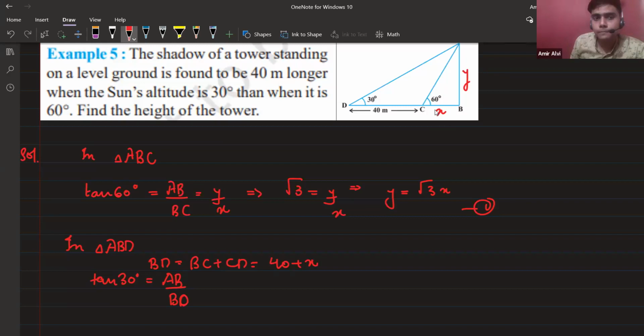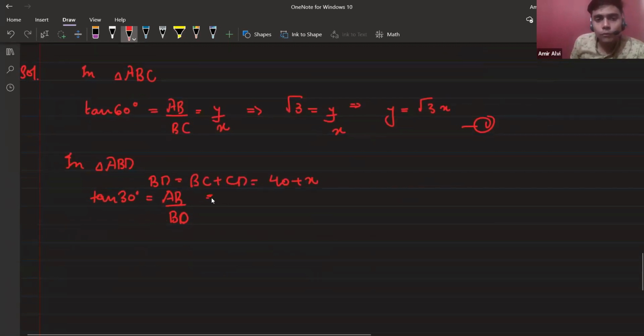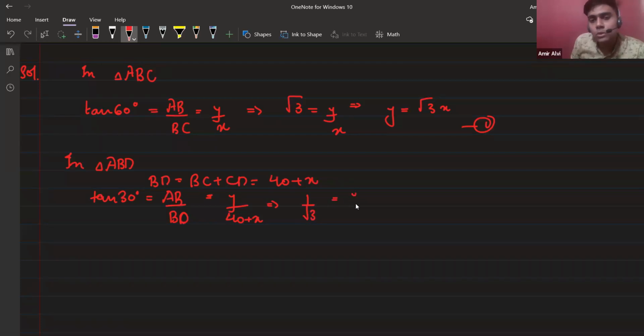If we need to find out the height of the tower, at least we need to find out the total base. In any case, you need the base, either the ABD triangle base or the ABC triangle base. Clear? So for tan 30, AB is Y, BD is 40 plus X. So tan 30 is 1 by root 3, equal to Y by 40 plus X.